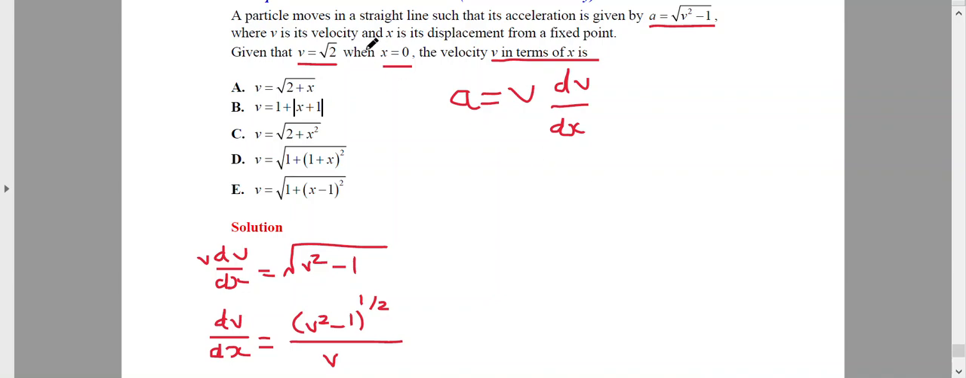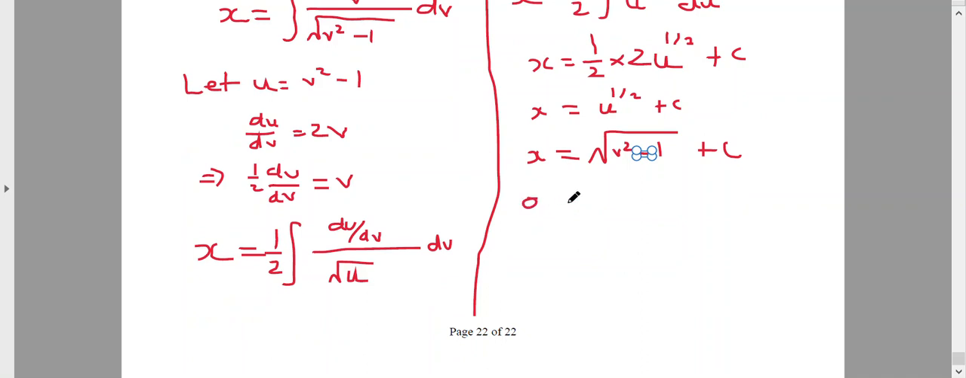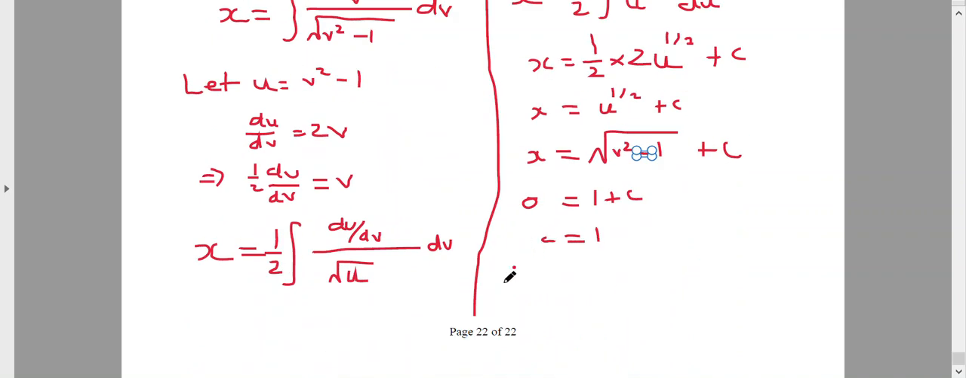And I can use my initial conditions, v equals root 2 when x equals 0. So when x equals 0, v is the square root of 2. So square root of 2 squared becomes 2. 2 take away 1 is 1. Square root of 1 is 1 plus c. So c equals negative 1. Okay. Therefore, x equals square root v squared minus 1, take away 1. Sorry, c is minus 1.